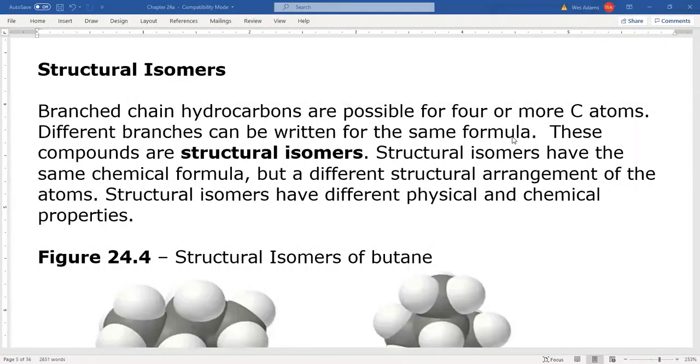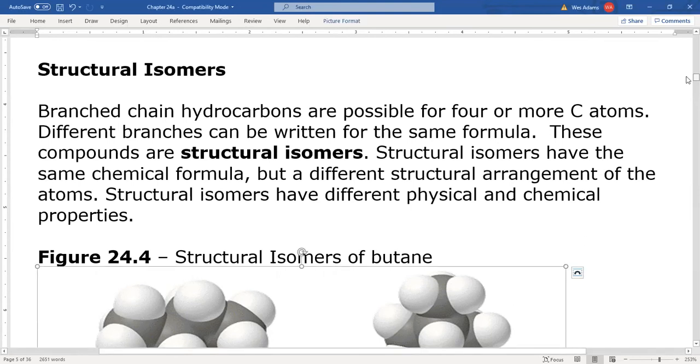All right, let's talk a little bit about structural isomers. They're hydrocarbons, or really frankly, just about any organic molecule. You can depict branches or different substitutions and draw a very much different structure in some cases, but has the same formula. So it has the same formula, but a different structural arrangement of atoms. Those molecules do have different physical and chemical properties.